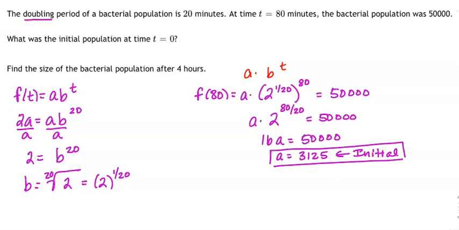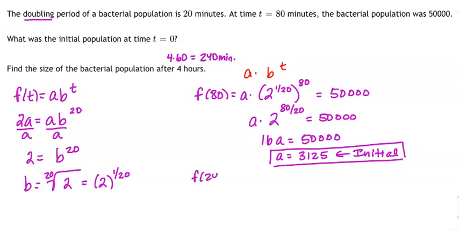Once you know that initial population, we now know a and b, we can answer any kind of question. So given an amount of time, we can find the population, or given the population, we can solve for an amount of time. So the first step is always figuring out a and b in each of these problems. Once you have that, you can answer any number of questions from there. So we're asked about 4 hours. I'm going to think about that as 4 times 60, or 240 minutes. Since we're working with a unit of minutes, we need to stay with minutes as well.